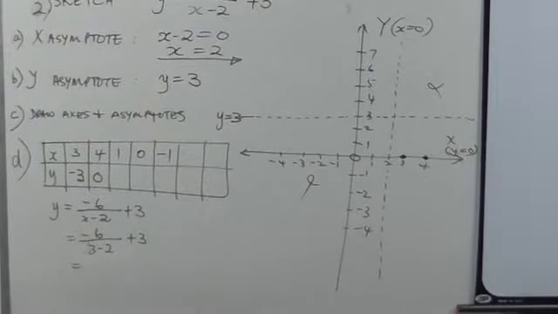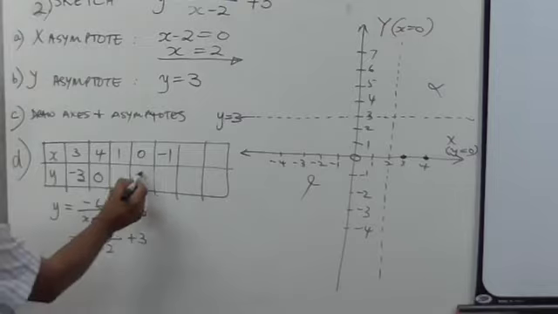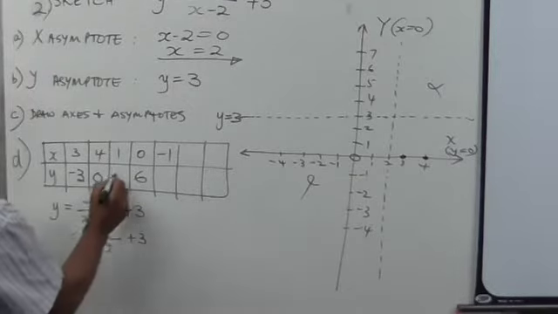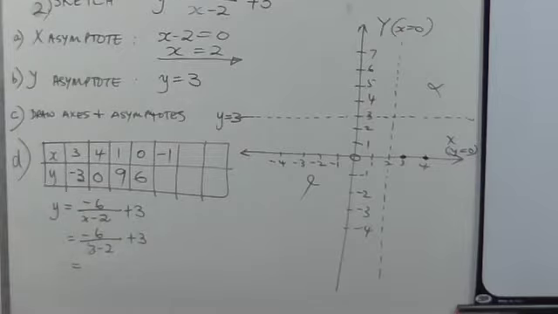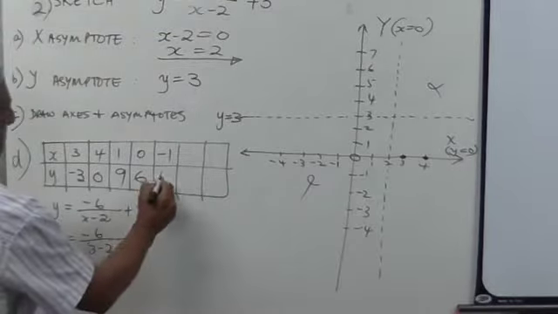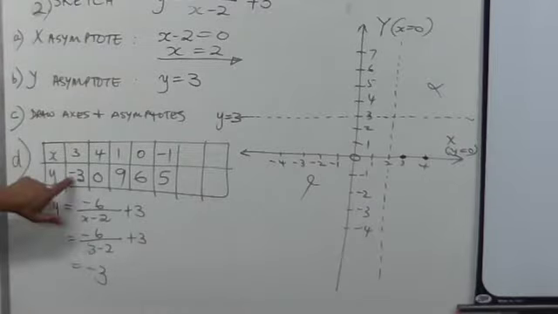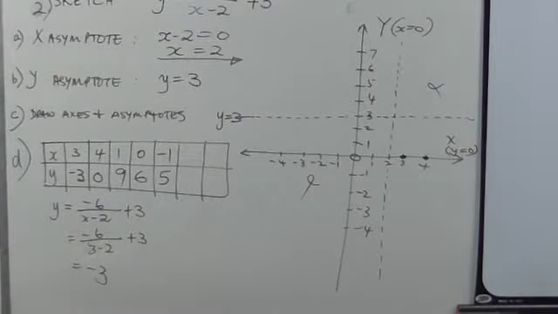Right? When you put 0, you'll end up with 6. When you put 1, you will end up with 9. When you put in minus 1, you'll end up with 5. Alright? So, we just showed you one example over here. Just the working for 1 here. Similarly, you work all these ordered pairs out. Now we are ready to draw the graph.